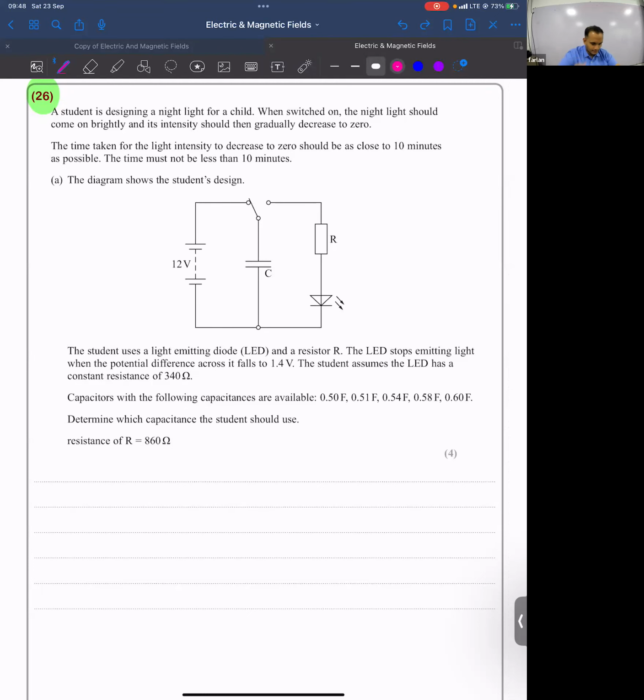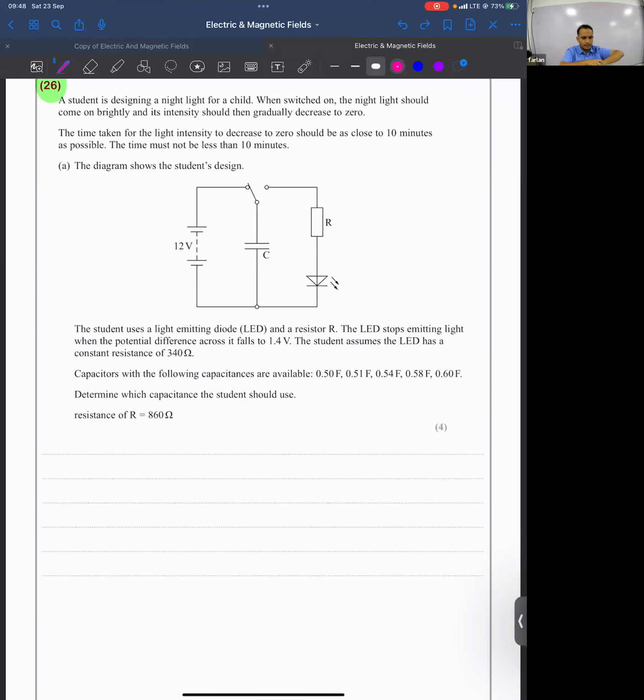Listen. The student uses a light emitting diode and a resistor R. The LED stops emitting light when the potential difference across it falls to 1.4 volts. The student assumes the LED has a constant resistance of 340 ohms. And when the potential difference across the LED falls to 1.4 volts, the LED will stop working.